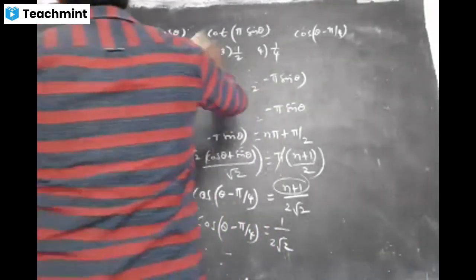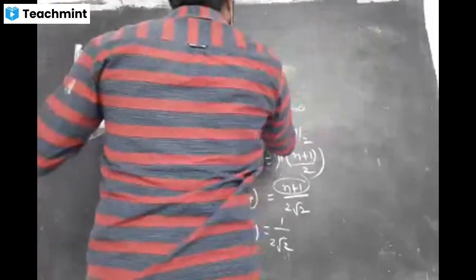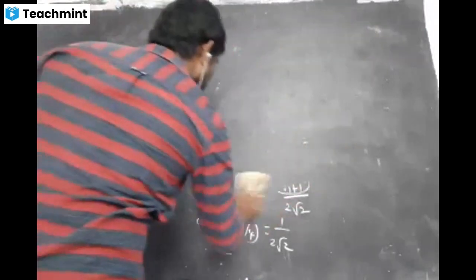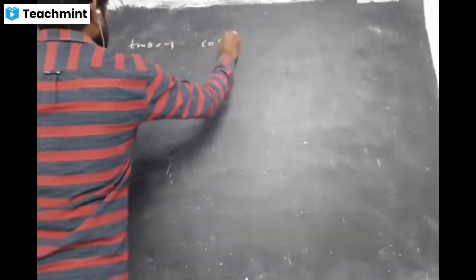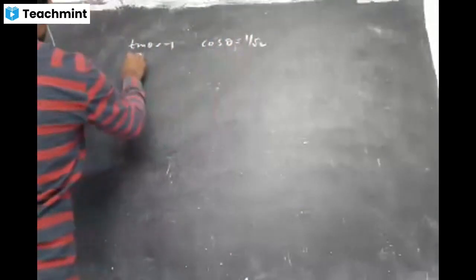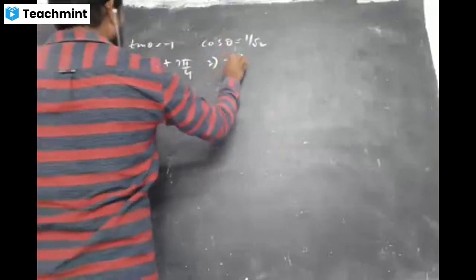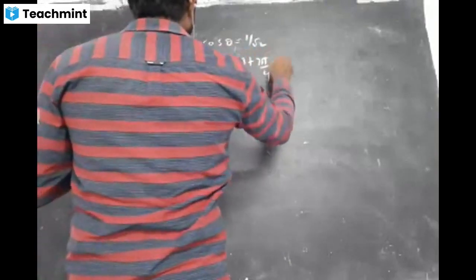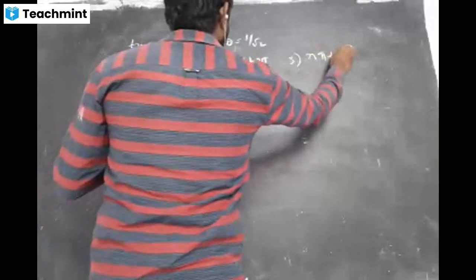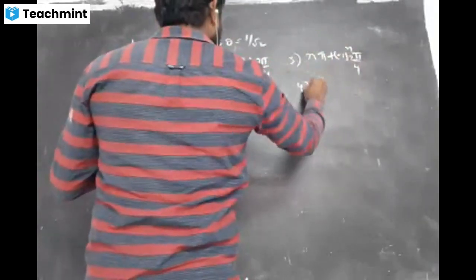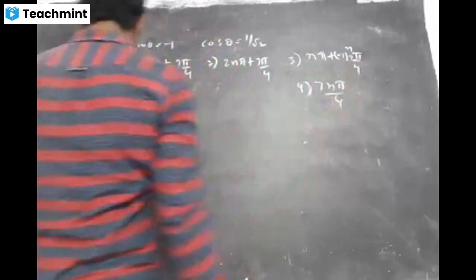The most general value of theta, which satisfies both the equations tan theta is equal to minus 1 and cos theta is equal to 1 by root 2, is: first option is n pi plus 7 pi by 4, second option is 2n pi plus 7 pi by 4, third option is n pi plus minus 1 to the power of n into pi by 4, 7 pi by 4, and the fourth option is 7 n pi by 4.